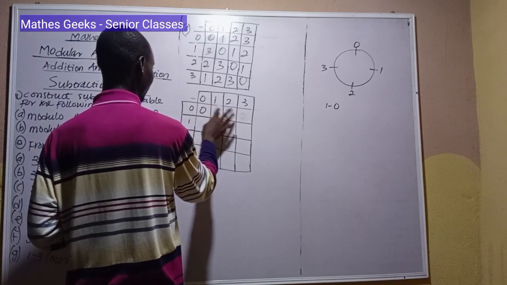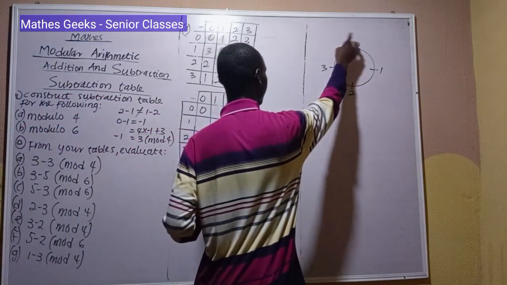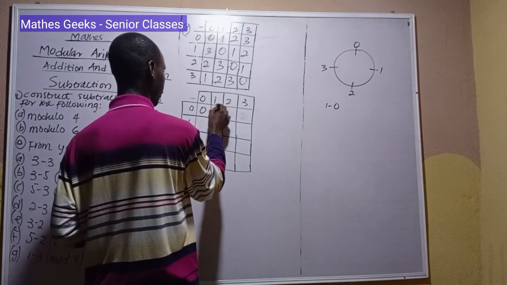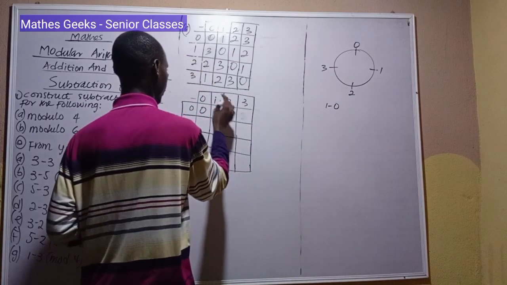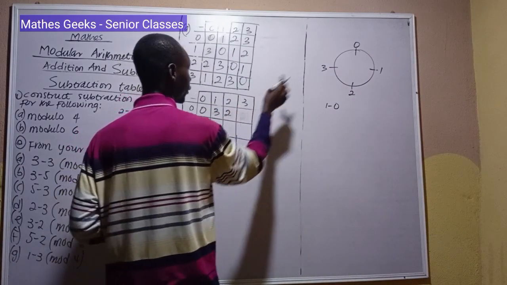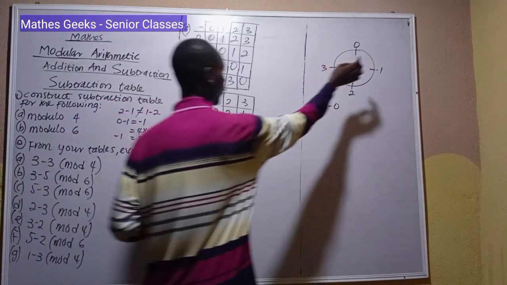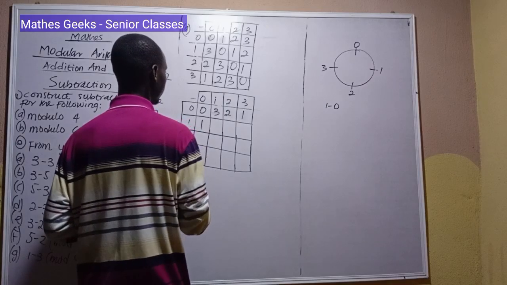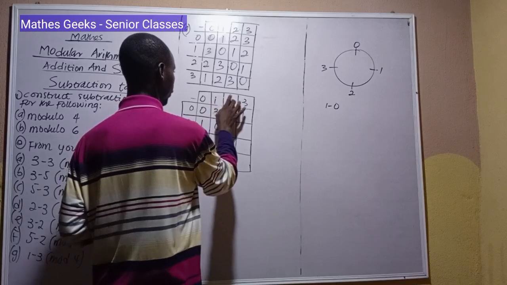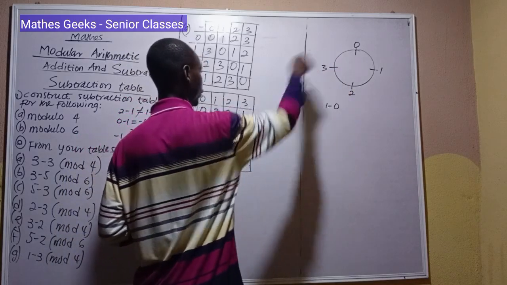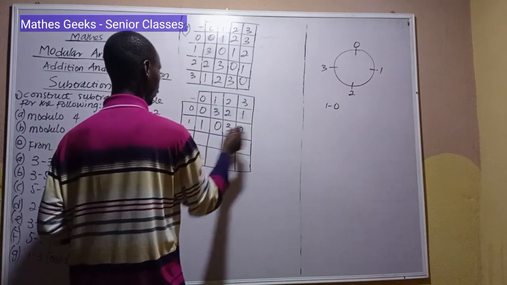Okay, I was supposed to start with 0. 0 minus 0 is 0. 0 minus 1: from 0 backwards, that is 3. 0 minus 2: from 0, 1, 2, that's 2. 0 minus 3: from 0, 1, 2, 3, that's 1. So 1 minus 0 from 1 gives us 1. 1 minus 1: from 1 backwards 0. 1 minus 2: from 1, 1, 2, that's 3. 1 minus 3: 1, 1, 2, 3. That's 2.